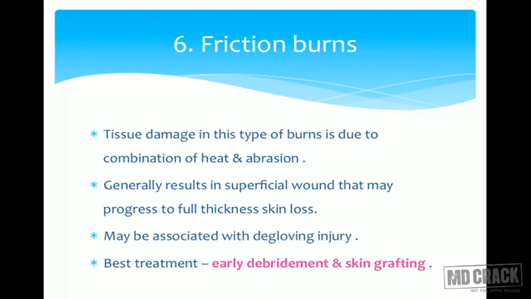Next we have got friction burns. Tissue damage in this type of burns is due to a combination of heat and abrasion. Generally it will result in a superficial wound that may progress to full thickness skin loss. They may be associated with degloving of the limb because of the mechanical forces. They are best treated with early debridement and skin grafting. So the choice of treatment for friction burns is early debridement and skin grafting.